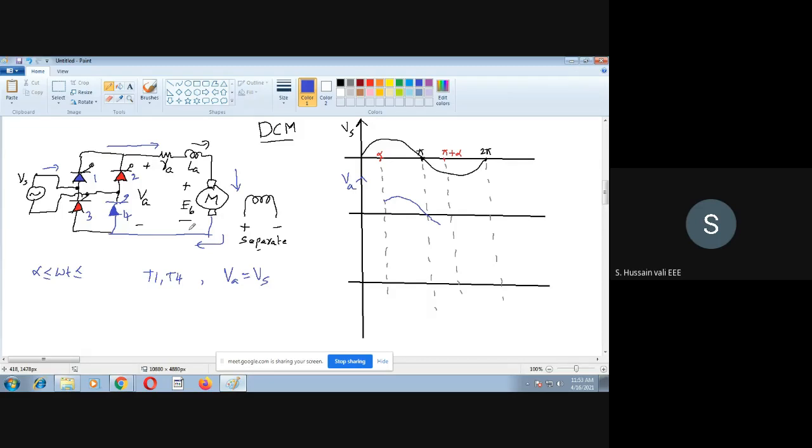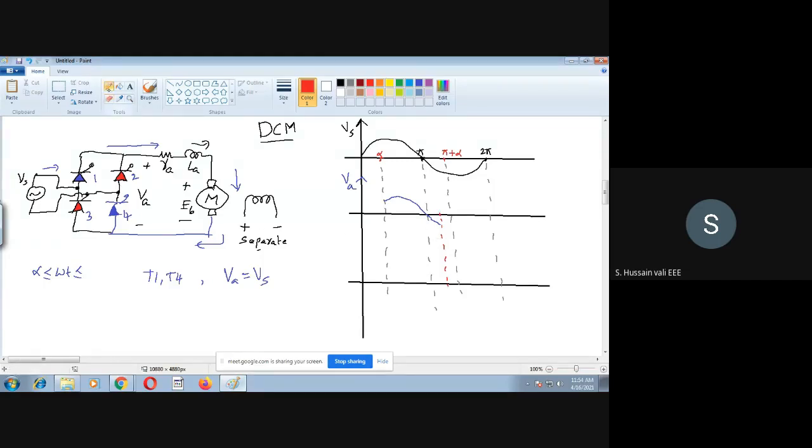So let me take that instant as beta. So this is beta. At beta, the energy in the inductor LA becomes zero. I will write the beta here, this side.